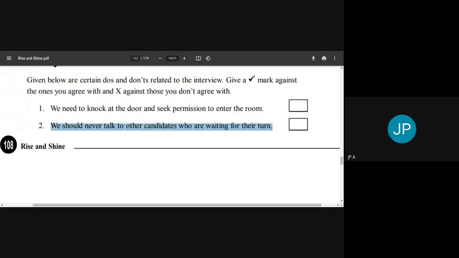We should not avoid them. We should talk to them. Just listen to them. But be very intelligent, don't be carried away by what the other candidates tell us. Don't be carried away by the opinion that they tell us. They may even tell you that this organization is not good.